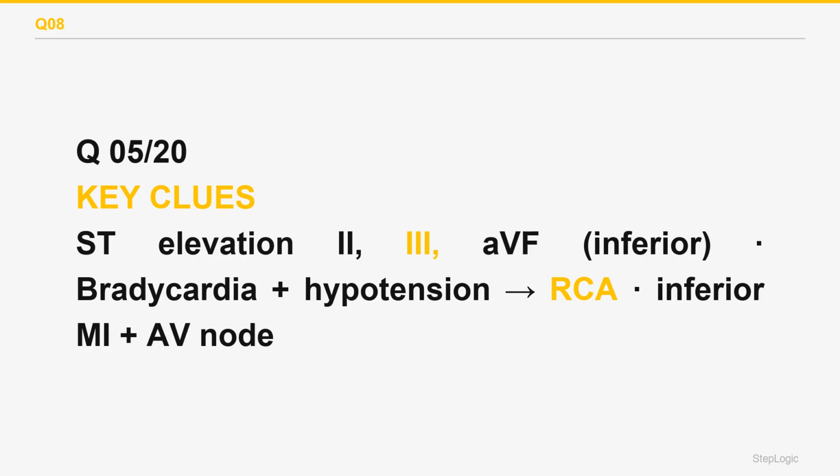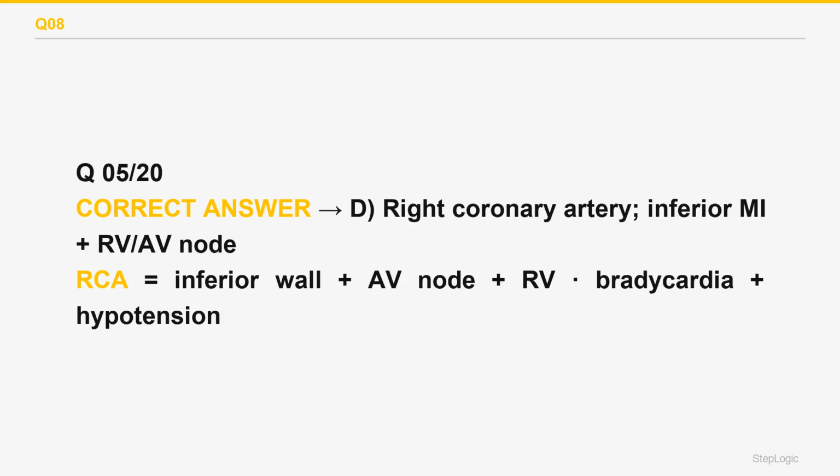So an inferior MI from RCA occlusion can cause AV node ischemia, producing bradycardia and heart block, and right ventricular infarction, which presents with hypotension that is preload dependent. That is exactly this patient: inferior ST elevations with bradycardia and hypotension. Correct answer is D. A crucial management point: because right ventricular infarction makes the patient dependent on preload, you must give fluids and avoid nitrates, which drop preload and can cause severe hypotension.